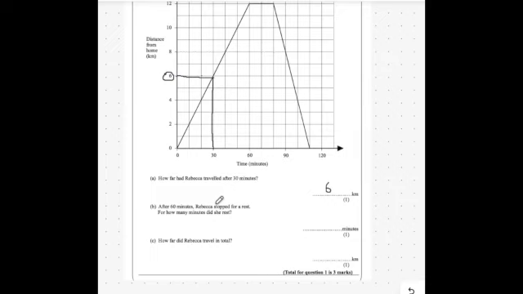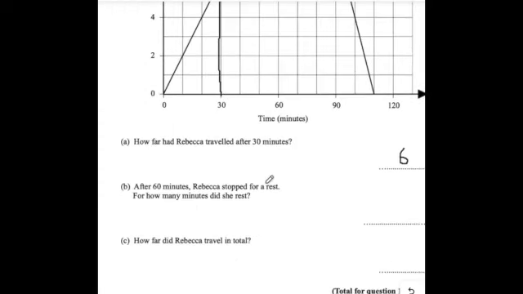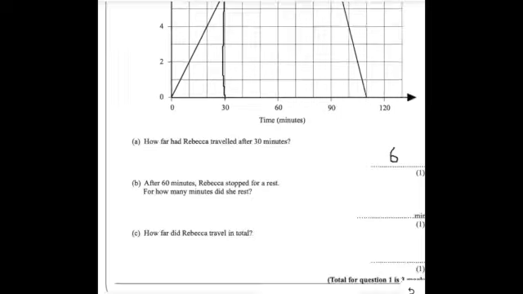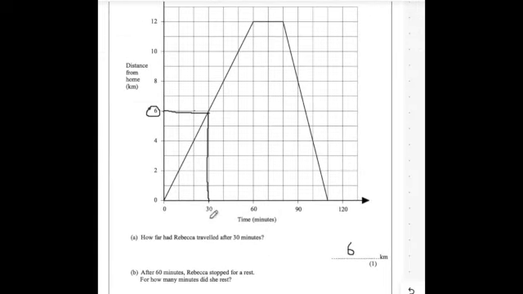The next question is, after 60 minutes, Rebecca stopped for a rest. So you can see here, for how many minutes did she rest? A rest on a speed, distance, time graph is seen when the distance isn't moving anymore, but the time is still increasing. So you can see there's a section here where the distance is no longer moving, but the time is still moving because she isn't moving anymore, but she's resting. And you can see that the distance in that time is that block and that block. So there's 2 blocks of distance in that time.